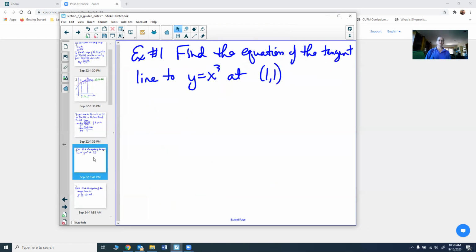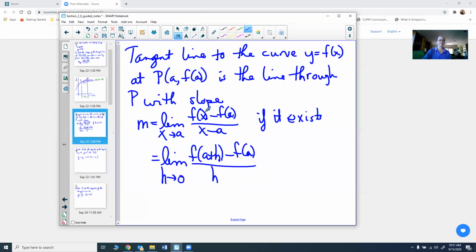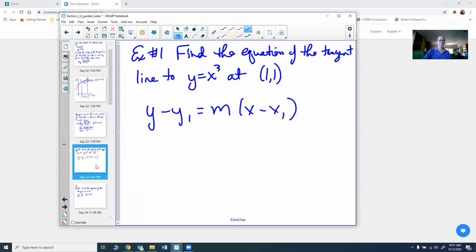So let's go ahead and do an example. Let's say we want to find the equation of the tangent line to y equals x cubed at the point 1, 1. So first thing to remember is that the way you find the equation of a line is y minus y1 is equal to the slope times x minus x1. But we just said the slope is that limit. So the slope of this tangent line is the limit of this difference quotient.